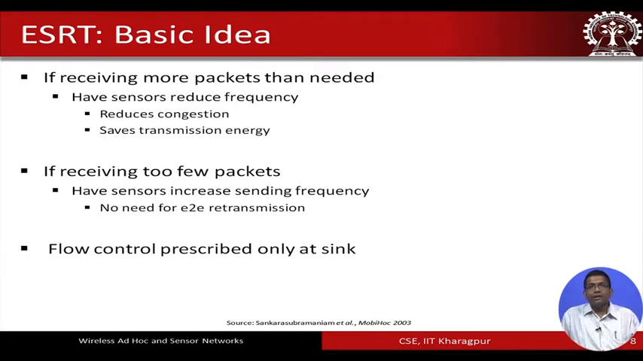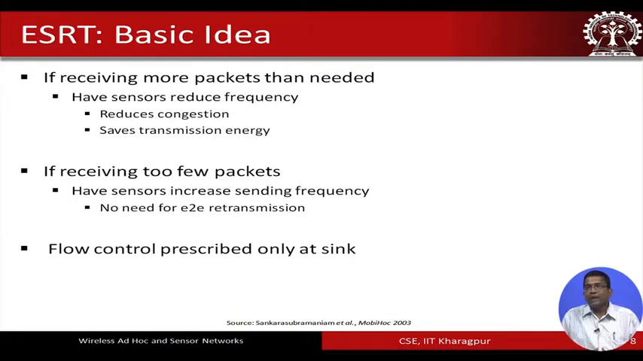So, let us start with the ESRT. There are a few basics we have to understand first. ESRT says that if more packets are received than are needed, then have the sensors reduce the frequency. Which sensors? The source sensor nodes reduce the frequency of sending the packets. This will lead to reduced congestion and will also save transmission energy.